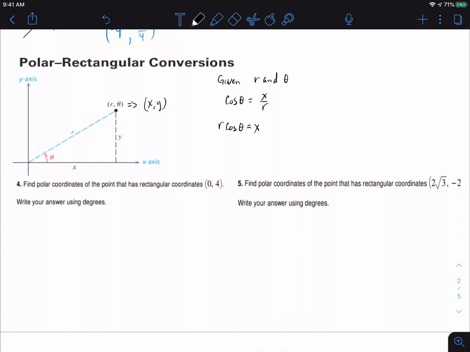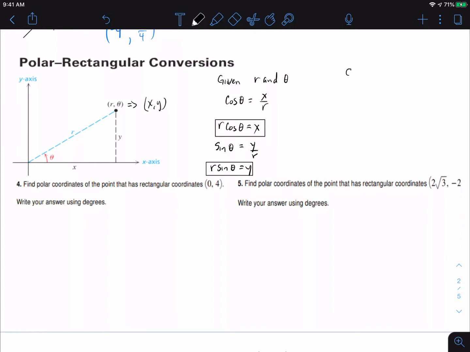So now we know a formula that correlates x to r and theta. Okay? Now, we also know that sine of theta is y over r. So then r sine theta is equal to y. And that's the other one that we now have. So those are to convert from polar to rectangular.